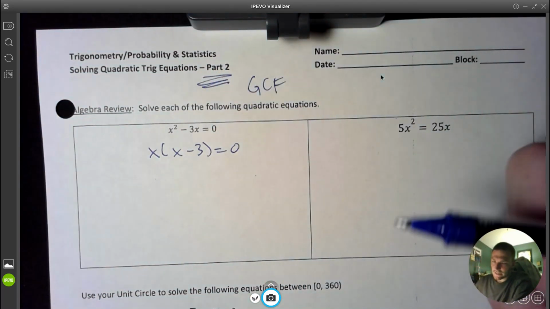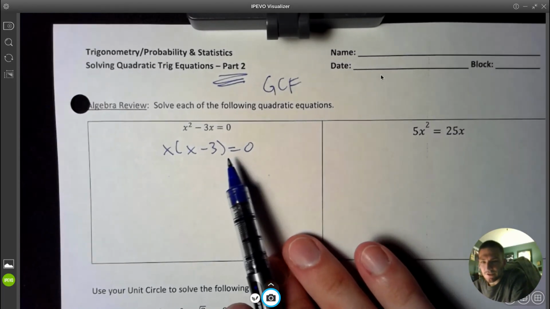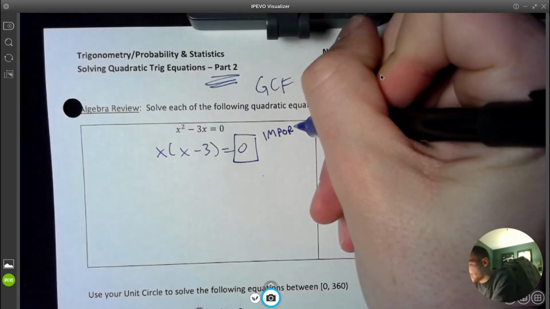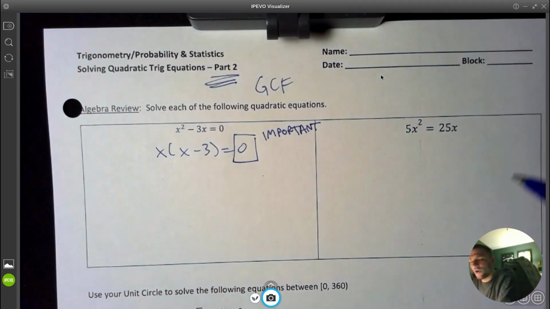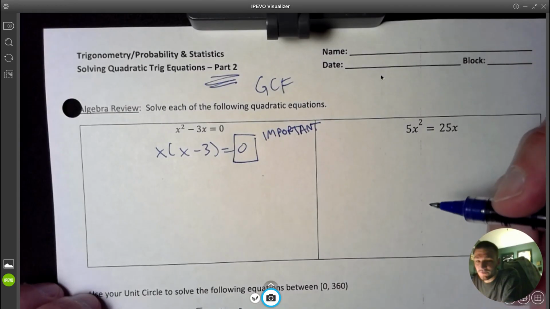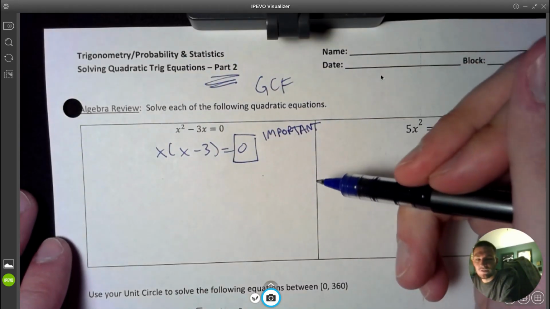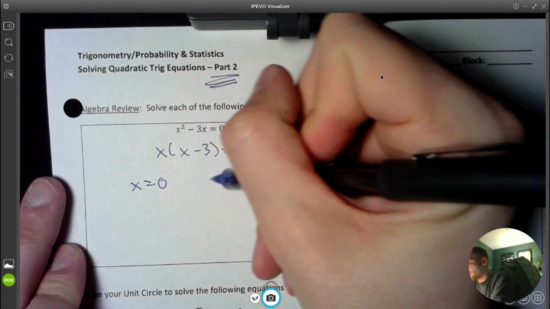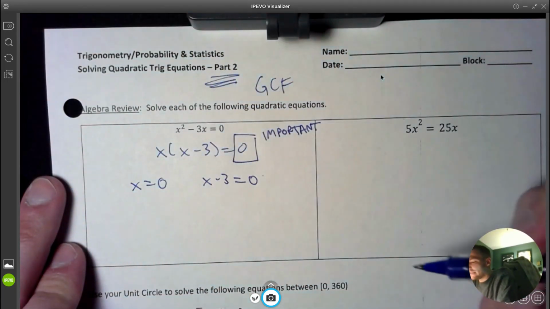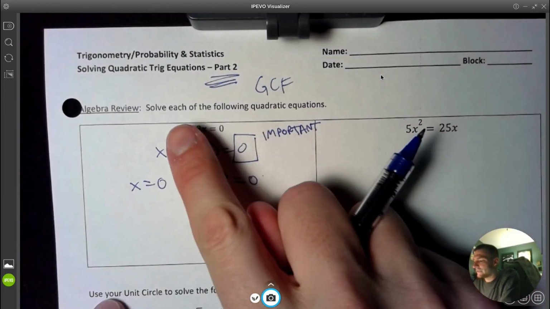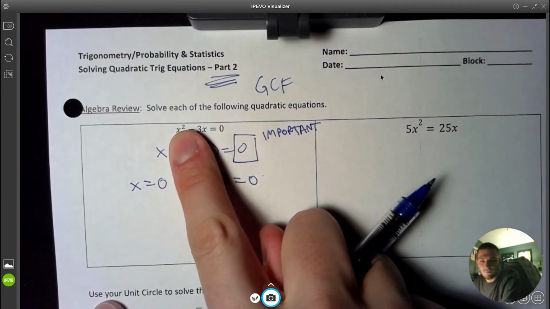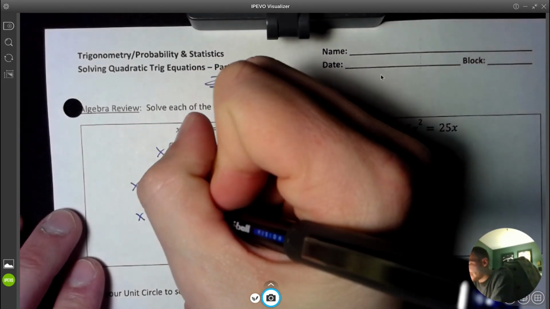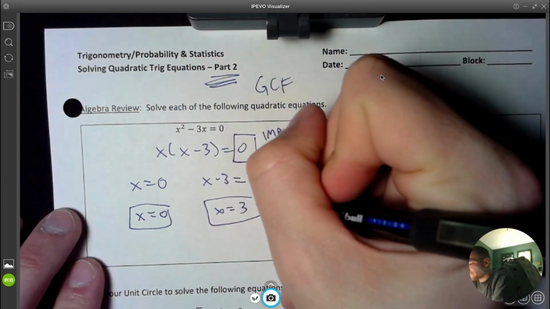Now we already went over this. When we have factors equal to 0, that is very important, okay? You are only allowed to use factor rules when you are equal to 0. That's especially going to come up in part 3. We'll talk about it more. Because we're equal to 0, it allows us to split these up one at a time. Because if the first one is 0, who cares about the second one? If the second one is 0, who cares about the first one? Our two answers, x equals 0 and x equals 3.